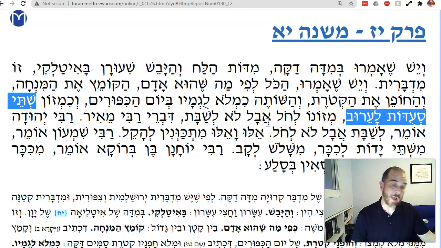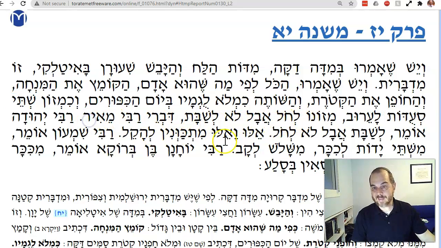So then the question is, how much food? Mazono l'chol avalo l'shabbat, Rab Meir. Rab Meir says it's meals, weekday meals. Rab Yehuda says no, l'shabbat v'lo l'chol. It's not weekday meals. It's Shabbat meals. That's the amount. And the Mishnah says elu ve'elu mitkavnim lahakel. Each one says it wants to do less.